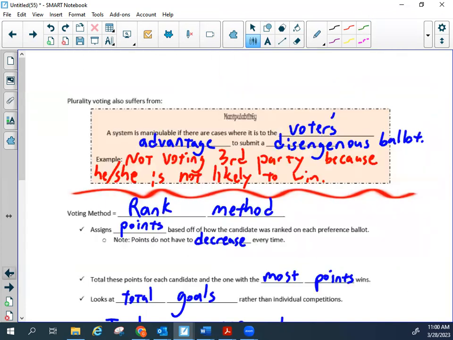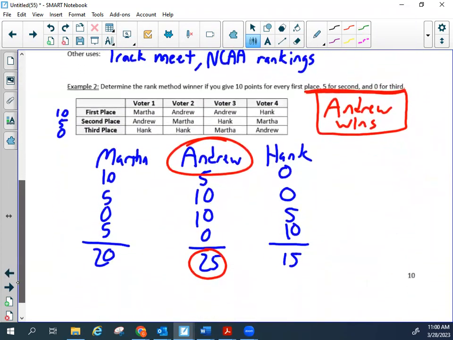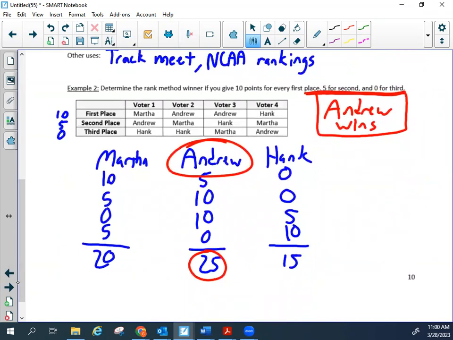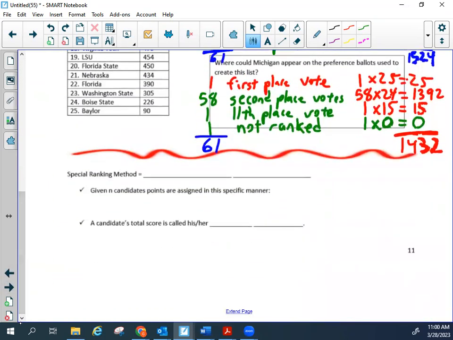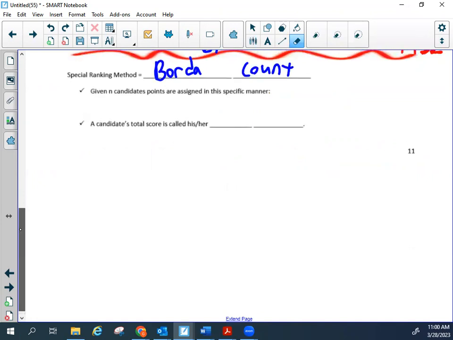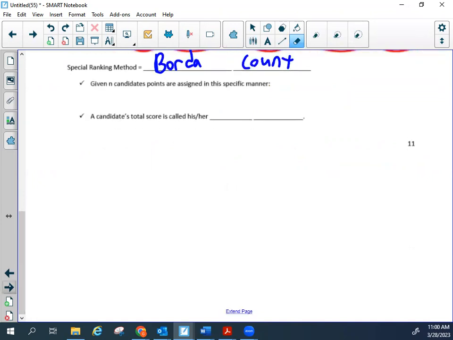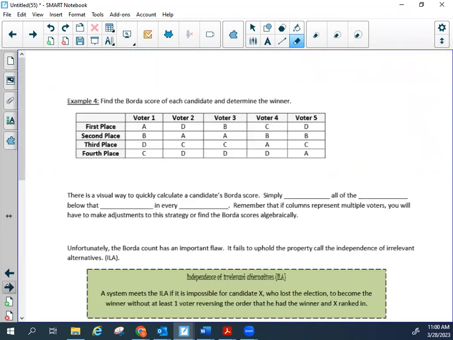So again, that was more of a difficult example. Make sure you know this example here, where we assign points first, second, third. Now let's look at the next method. This one's called the Borda count. And this is very, very similar to the rank method. So we're actually, I'll fill in those blanks in a second. I think it'd be easier for me to show you an example first. Here's how the Borda count works.